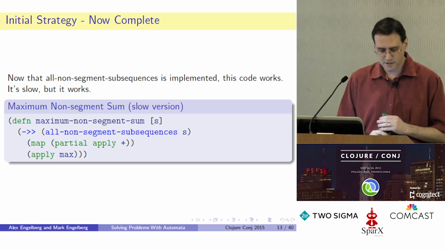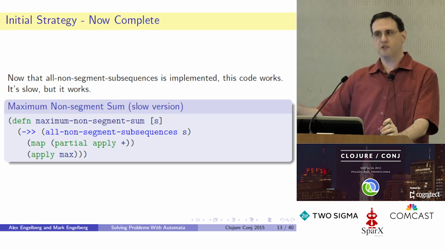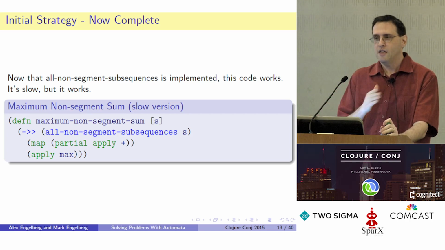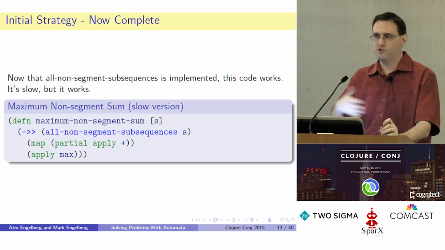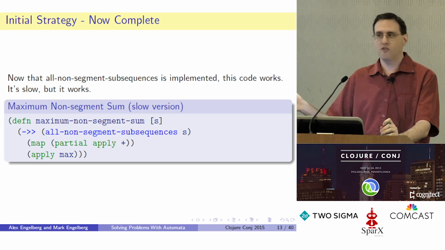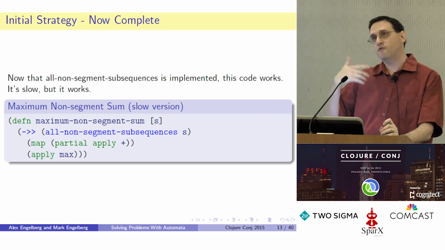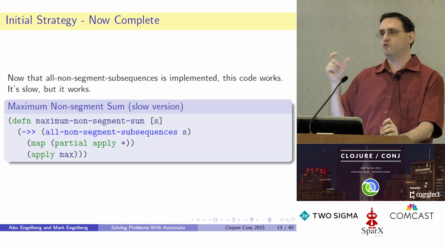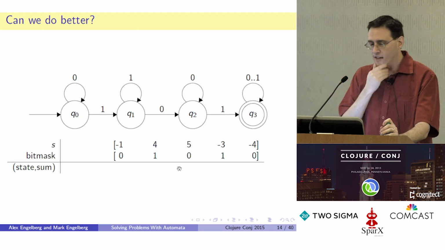And the answer is yes. The first observation that gets us in the direction of doing this quicker is that right now we are first generating all these subsequences. We're making all the passes through, and then at the end we're summing it all up. And so the first question we might ask is, can we do both of those processes in one pass? And the answer is yes, we can.